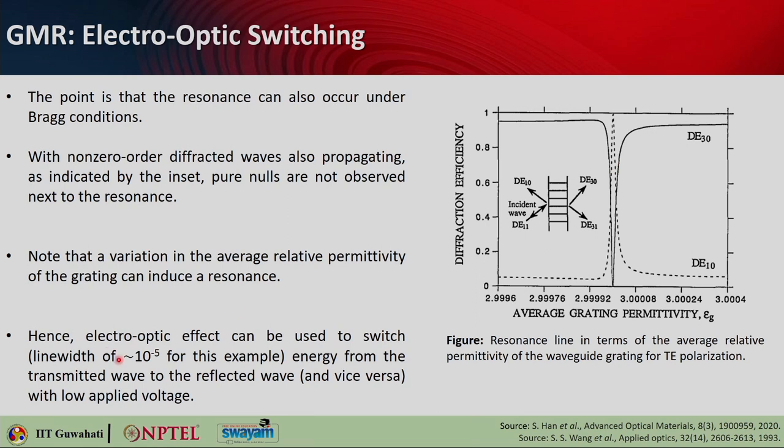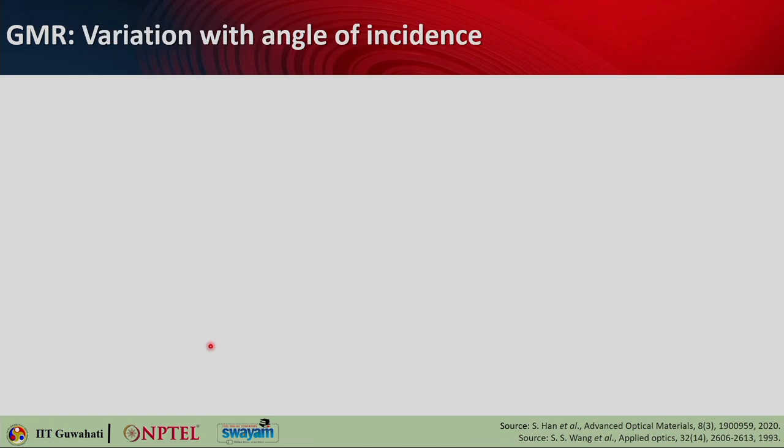So, in that case, an electro-optic effect can be used to switch energy from the transmitted to the reflected, because you can slightly change the effective relative permittivity of this grating, and that can introduce the resonance or move it out of resonance. So, you can actually use the electro-optic effect for getting this resonance or not.